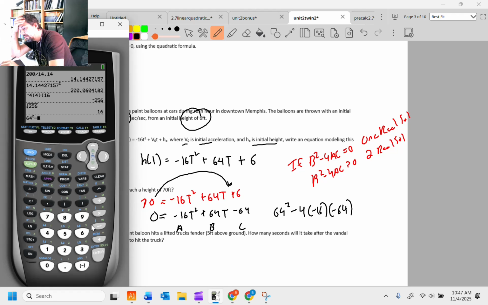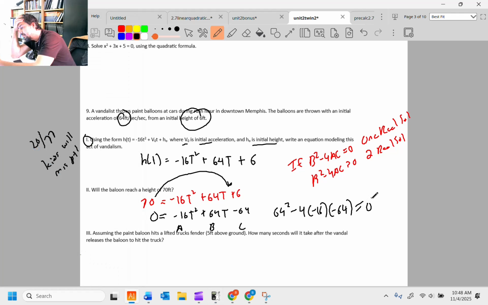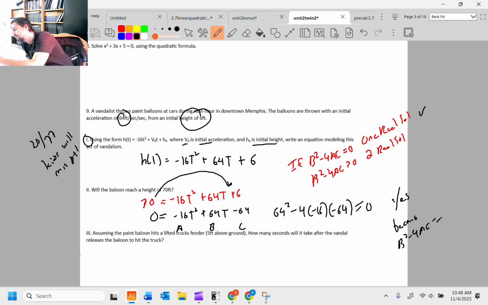64 squared minus 4 times negative 16 times a negative 64 is 0. So you can see that it actually met that requirement, didn't it? So will it reach 70 feet? Yes, because b squared minus 4ac equals 0. That's how I answer these on the test. You have to pick which of these scenarios is true. So yes, because b squared minus 4ac is equal to 0.